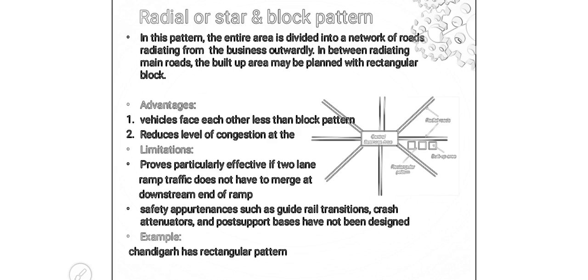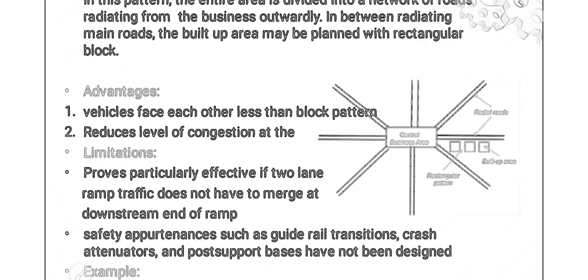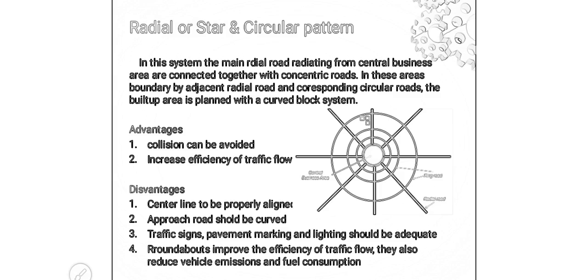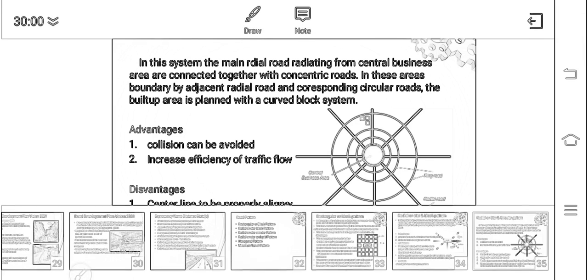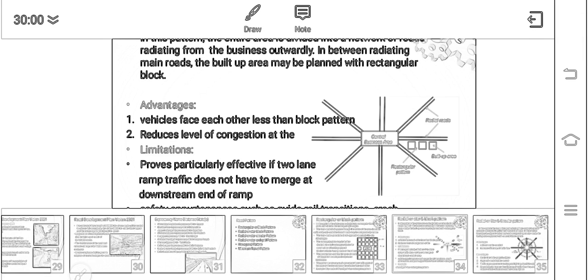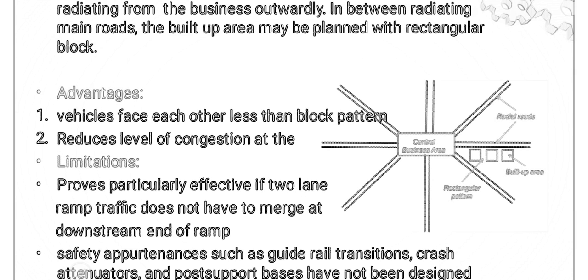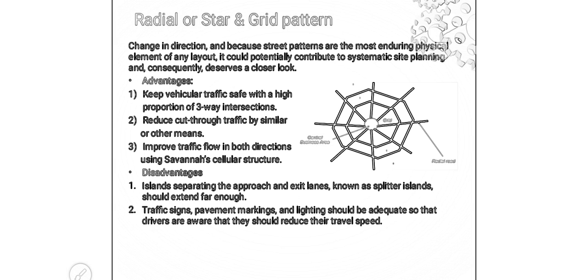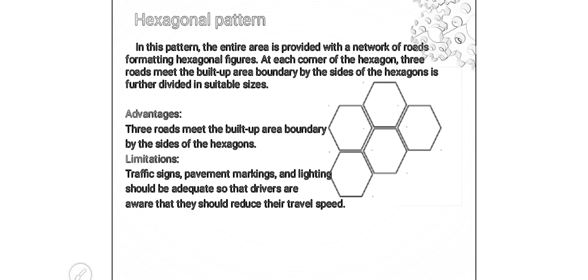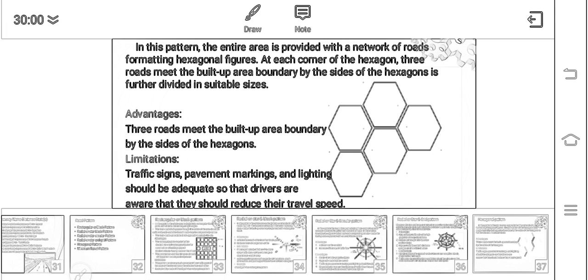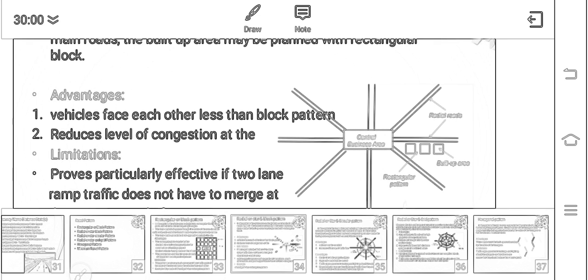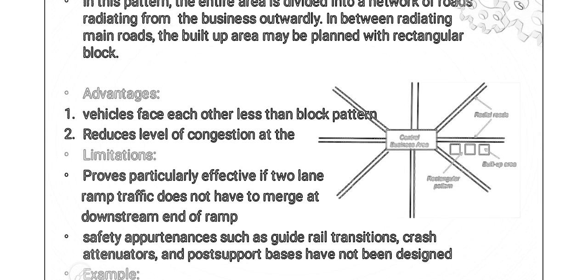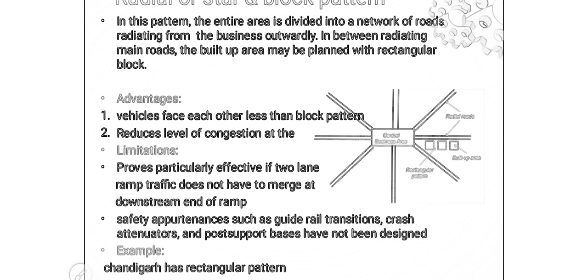Next, radial or star and block pattern. Here the roads are in the radial fashion. Central business area, these are all the built up areas. These are the radial roads. And further, the roads can be provided in the block system, block pattern.